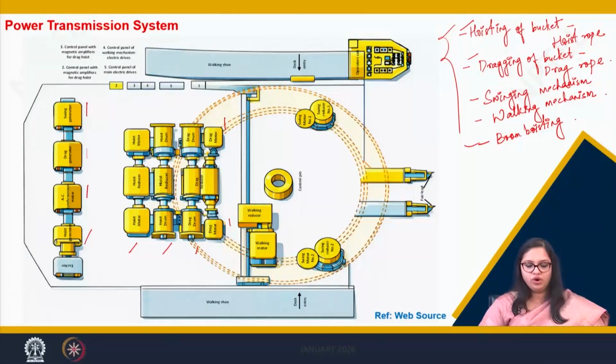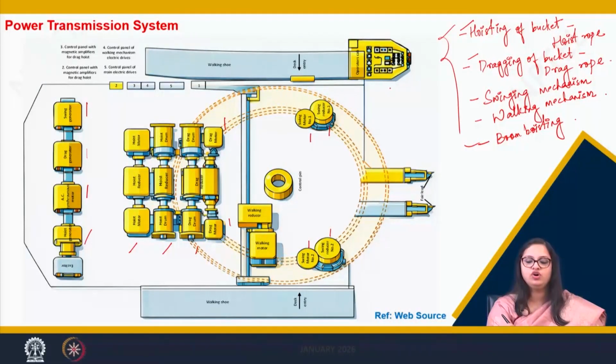Now, for walking, we completed hoist generator, drag generator, and then there is a swing generator. This swing generator gives power to these two swing motors, and through swing reducers it helps in swinging of the superstructure, or this deck completely would be swinging due to these swing motors.